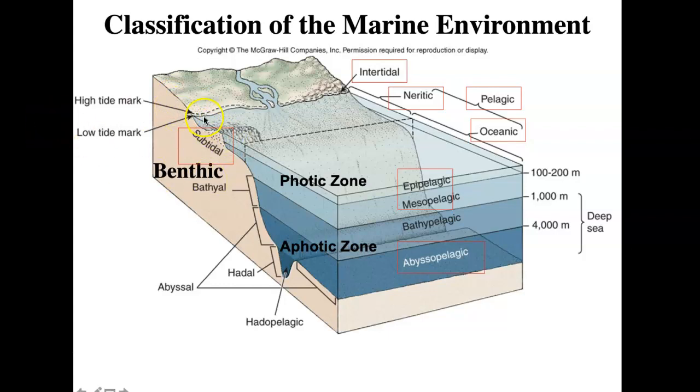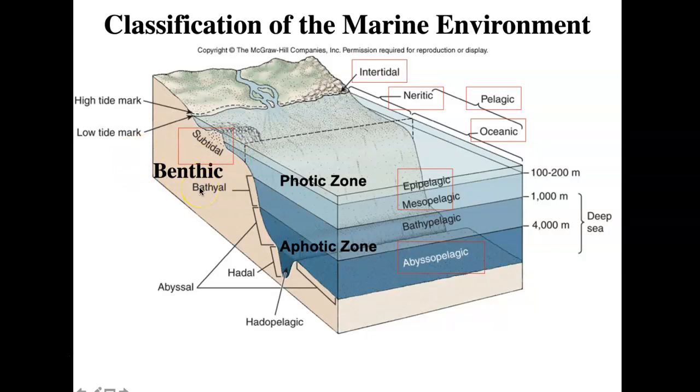Then anything below that is going to remain submerged. Anything that's covered by water is considered to be subtidal, and that can be covered by water in inches, or it could be covered by water in miles. So anything below here is subtidal. Now, typically when we use the term subtidal, we're often talking about things that are on the ocean floor, things that are benthic.